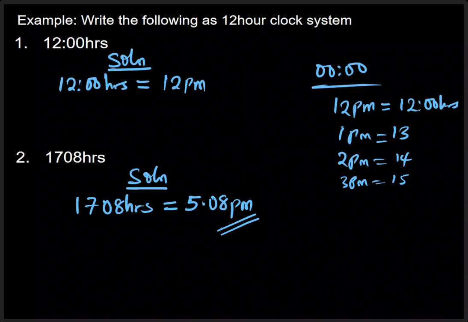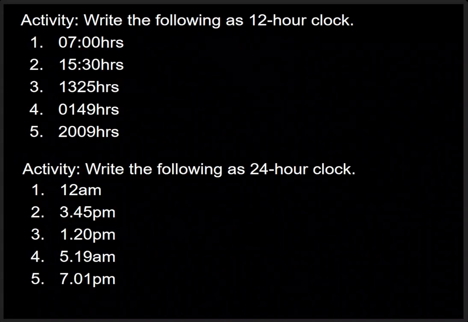So at this level, this is the first thing we talk about on time, being able to change from 12-hour clock to 24-hour clock and then vice versa. All right, so that's all we'll be taking for example. So we have some activity questions here. The first one, you have to change from 24-hour clock to 12-hour clock, while the second one, you have to change from 12-hour clock to 24-hour clock. Please carefully go through the questions one after the other.